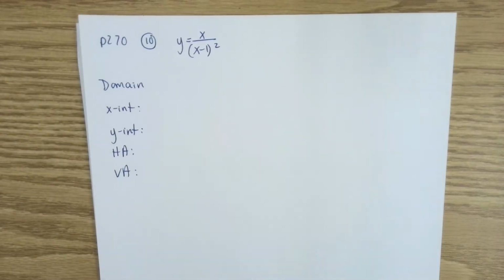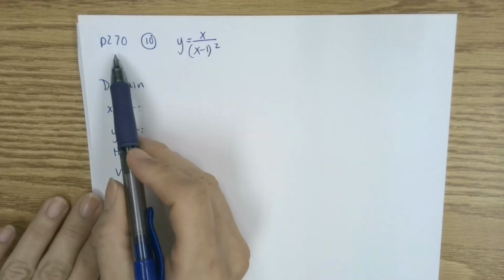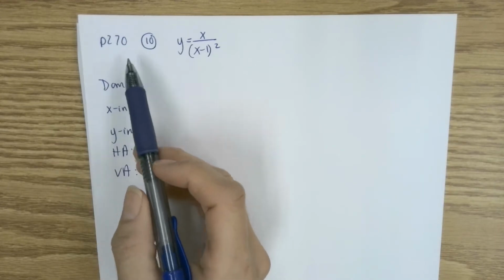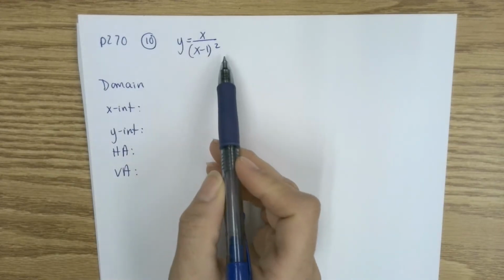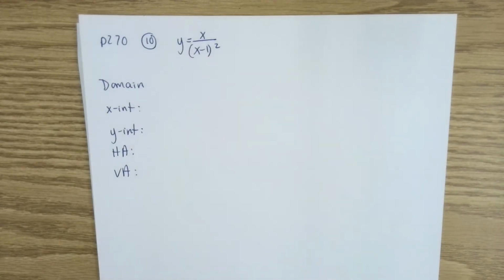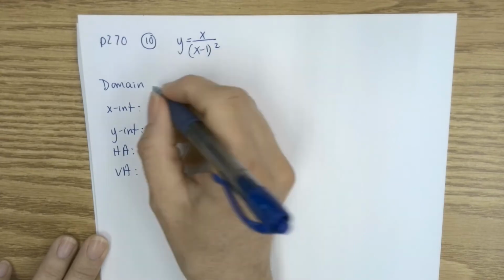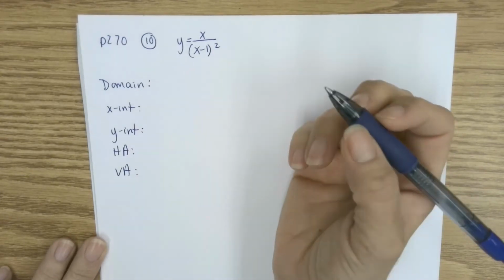Alrighty, this is example number 10 on page 270. This is an example of curve sketching, and we are specifically looking at a rational function. So when you look at the directions in the textbook, they tell you to follow their guidelines. I want you to follow my guidelines, which will mirror what we did in our notes during class.